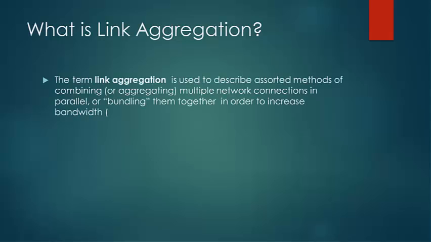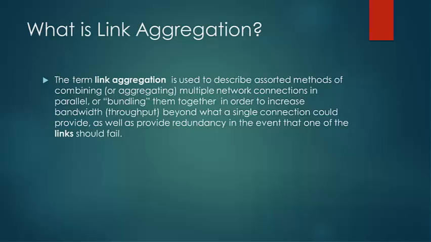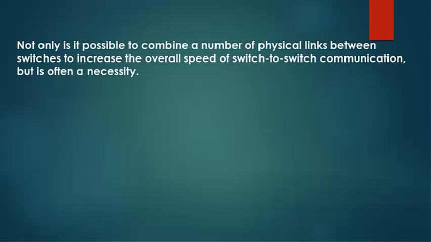The term link aggregation is used to describe the assorted methods of combining or aggregating multiple network connections in parallel, or bundling them together in order to increase bandwidth or throughput beyond what a single connection could provide, as well as providing redundancy in the event that one of the physical links should fail. Not only is it possible to combine a number of physical links between switches to increase the overall speed of switch-to-switch communication, but oftentimes it's a necessity.